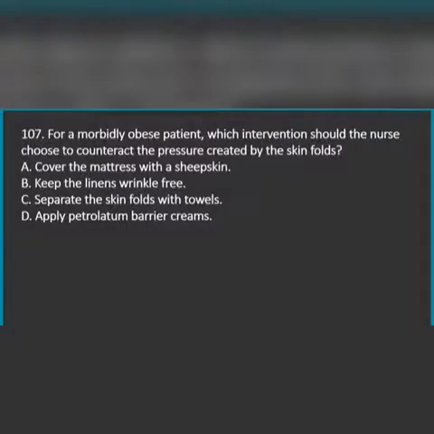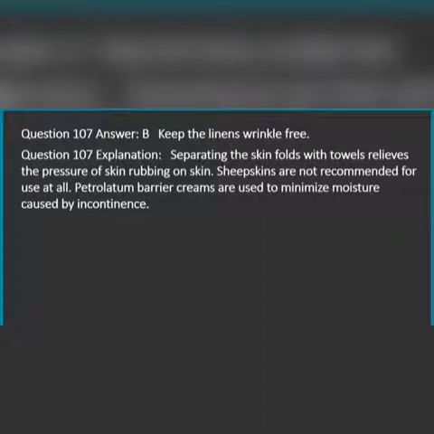Question 107. For a morbidly obese patient, which intervention should the nurse choose to counteract the pressure created by the skin folds? A. Cover the mattress with a sheepskin. B. Keep the linens wrinkle-free. C. Separate the skin folds with towels. D. Apply petrolatum barrier creams. Question 107. Answer: B. Keep the linens wrinkle-free.